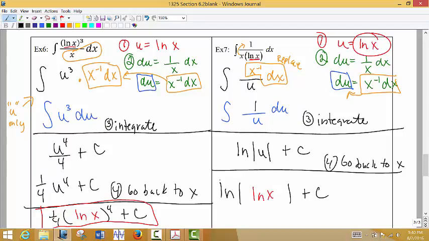So we have kind of a nested ln function, which is perfectly fine. Nothing wrong with that at all.